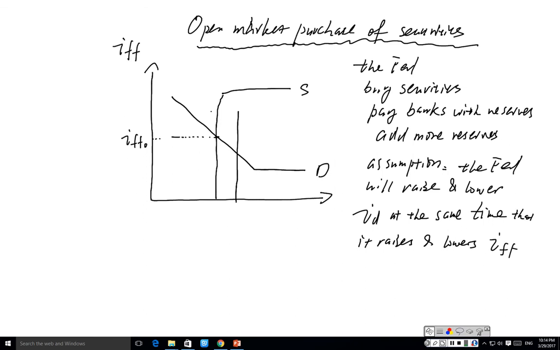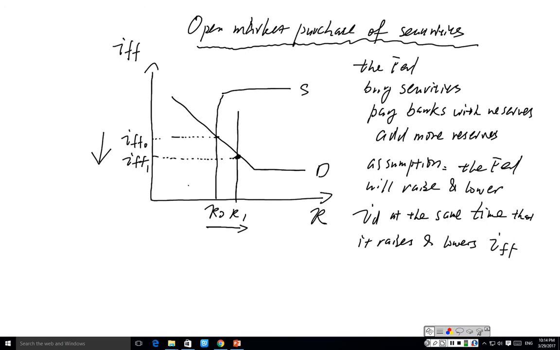And you can see, because the supply curve here shifts to the right, you can find the new equilibrium point. So that's the new equilibrium interest rate in the federal funds market, i_FF1. So the federal funds rate reduces.